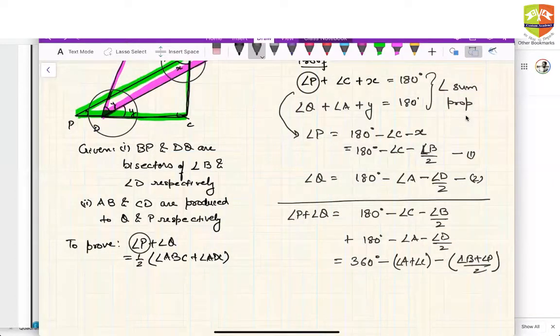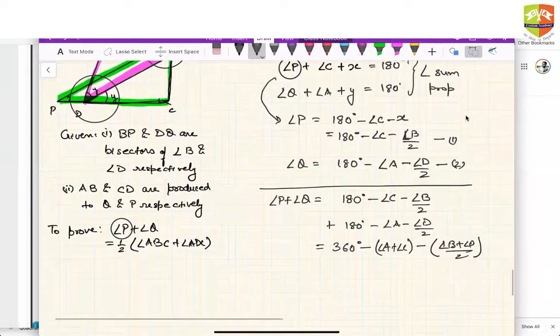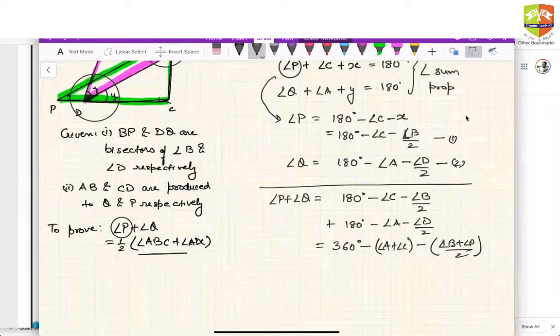Clubbing the minus sign together. Now you'll ask, why am I clubbing this together? Because I am always having the desired result in my mind. In the desired result, you see only B and D are talked about. So I have to somehow get rid of this item. And again, to get rid of that item, we'll use this. It is quite intuitive that 360 degrees is there, and A and C are also there.